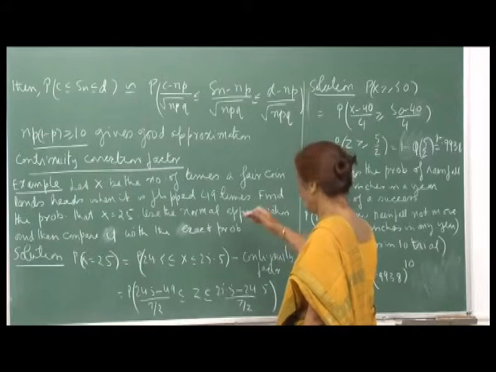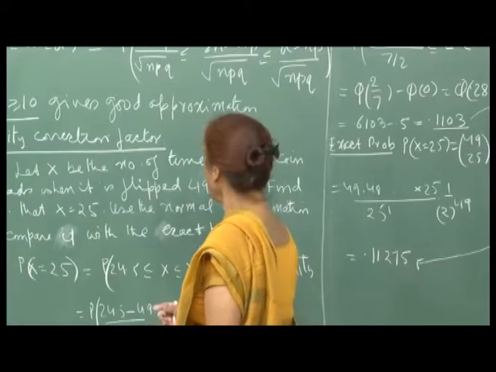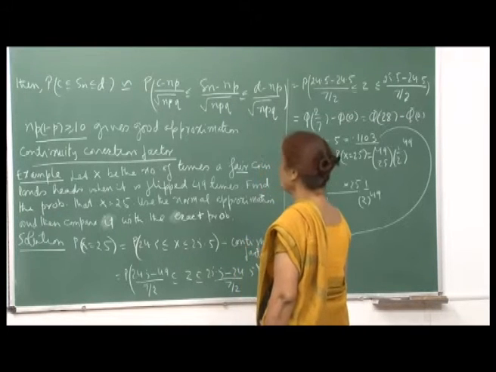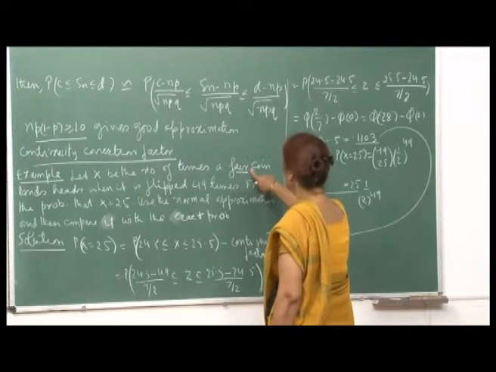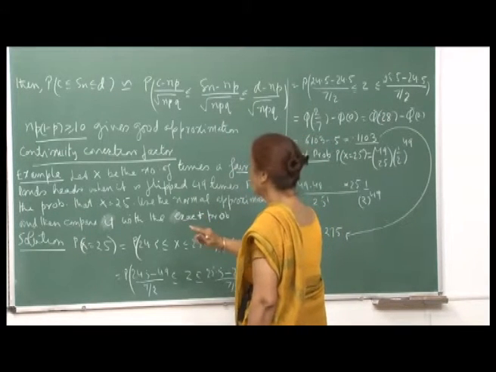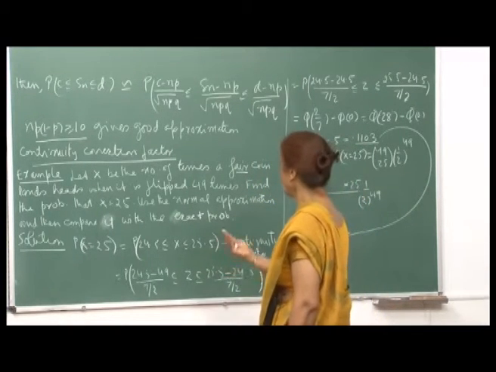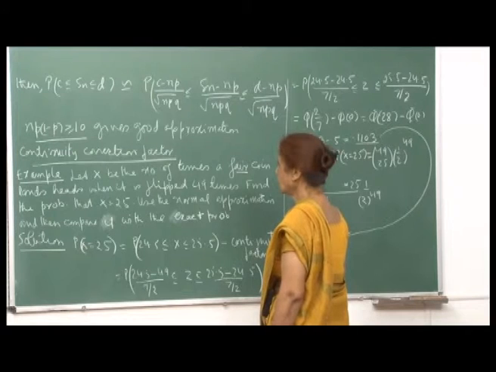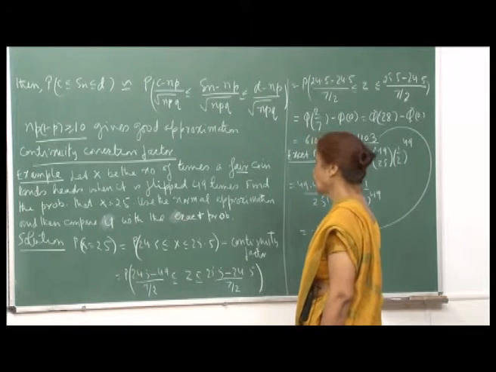Let me show you the calculations through an example, what I mean by the continuity correction factor. So, let x be the number of times a fair coin lands heads when it is flipped 49 times. Fair coin means that the probability of showing a head and a tail are the same, and that equals half. Now, find the probability that x is equal to 25. Use the normal approximation and then compare it with the exact probability.